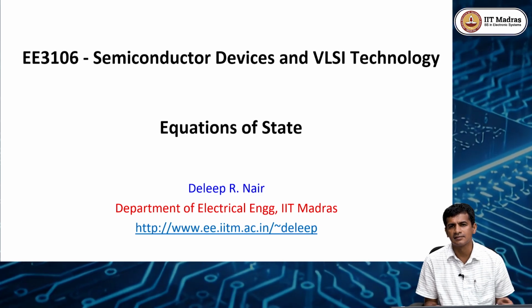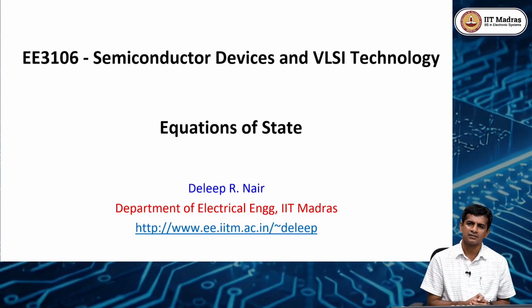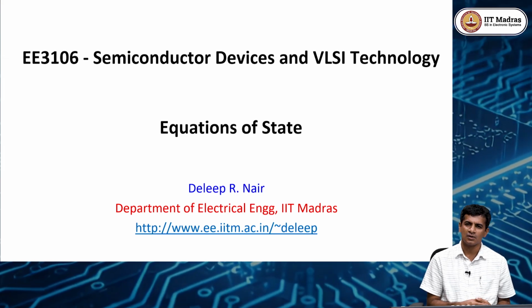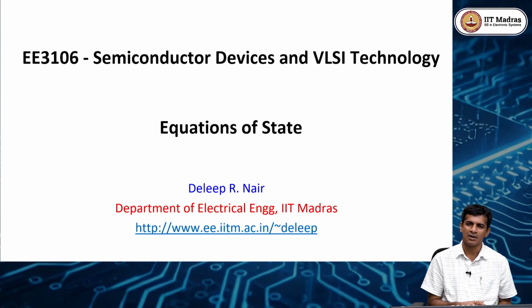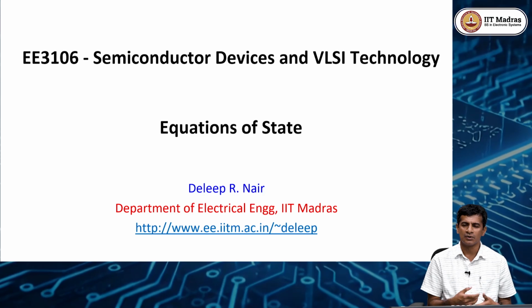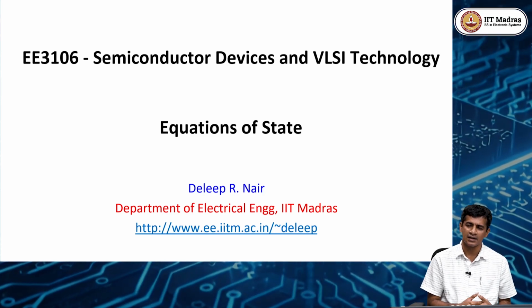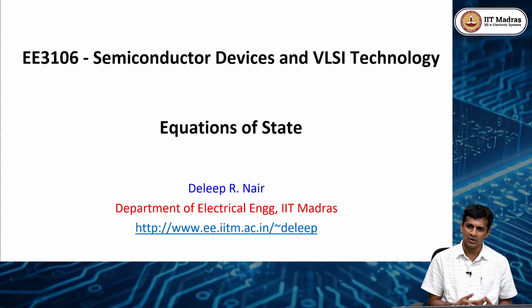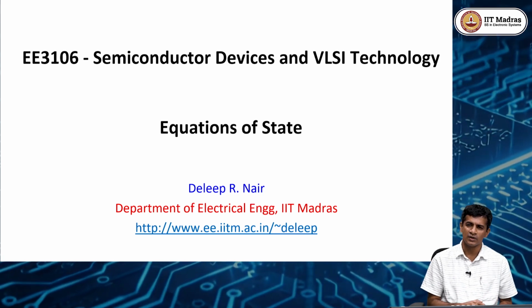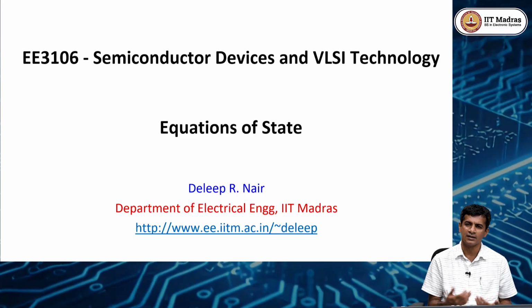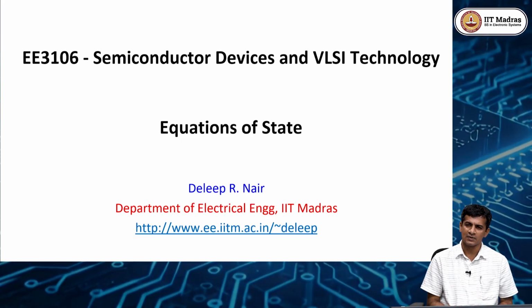So far we have been discussing semiconductor materials. We discussed the band structure, the energy band diagram. Then what about the carrier concentration in an intrinsic semiconductor? We discussed extrinsic semiconductors, and how doping helps to modulate the carrier concentration as well as the conductivity of the material.